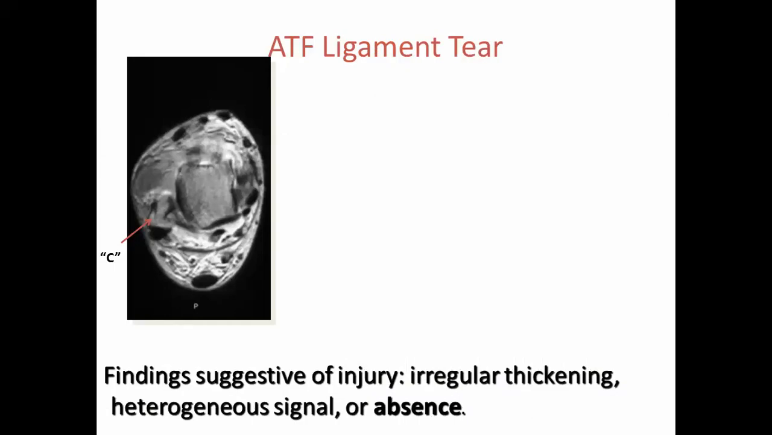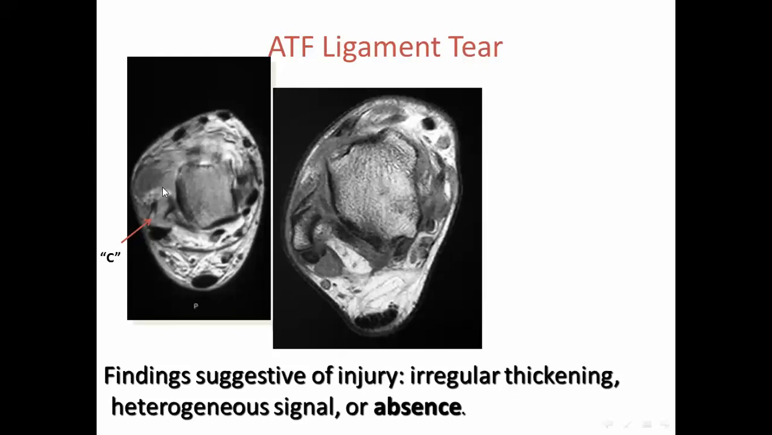The anterior talofibular ligament tear, which is the most important finding suggestive of injury, shows irregular thickening, heterogeneous signal, or absence. Now we go back to the C-shaped lateral malleolus and check what's anterior to it. If there is no ligament here, that means it is cut. If there is interruption here, that means this one is cut. This is the lateral mass of the lateral malleolus. Anterior to it is the anterior talofibular ligament. It is cut here.